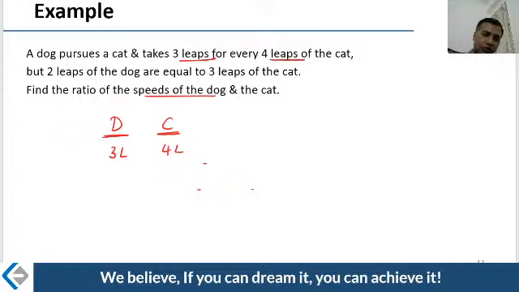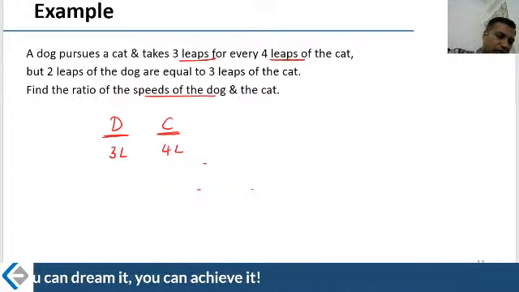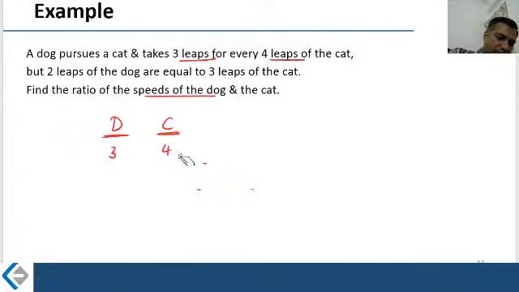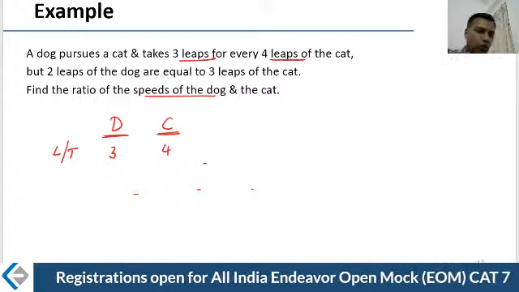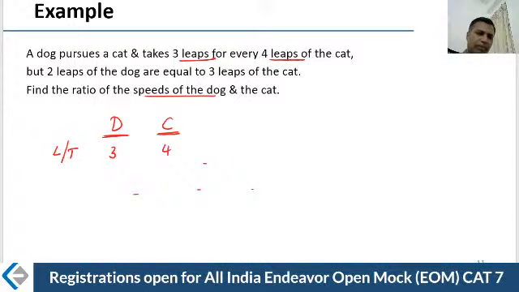Now listen to this, friends. This is leaps per unit time. So how do you represent this data? You can write this as leaps per unit time. What is the time? I don't know, maybe a second, maybe a minute, maybe a few seconds. I write that information directly as it is.